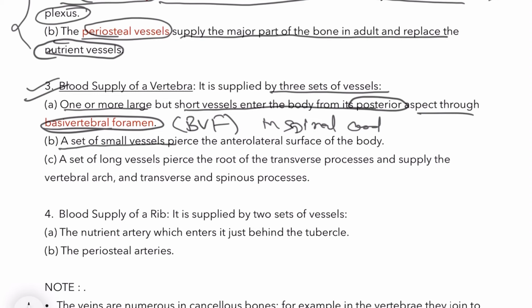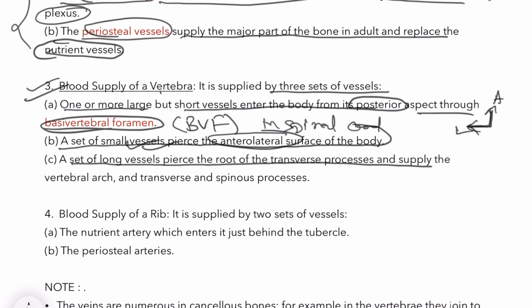A set of small vessels pierce the anterolateral surface of the body. Do remember, small vessels pierce the vertebrae, that is of the spine, but how? They enter in the anterolateral aspect. Antero means the superior and lateral is this side. This is the way the small vessels pierce. A set of long vessels pierce the root of the transverse process and supply the vertebral arch, transverse and spinous process. Various processes of the bone are supplied by long vessels in the vertebrae.